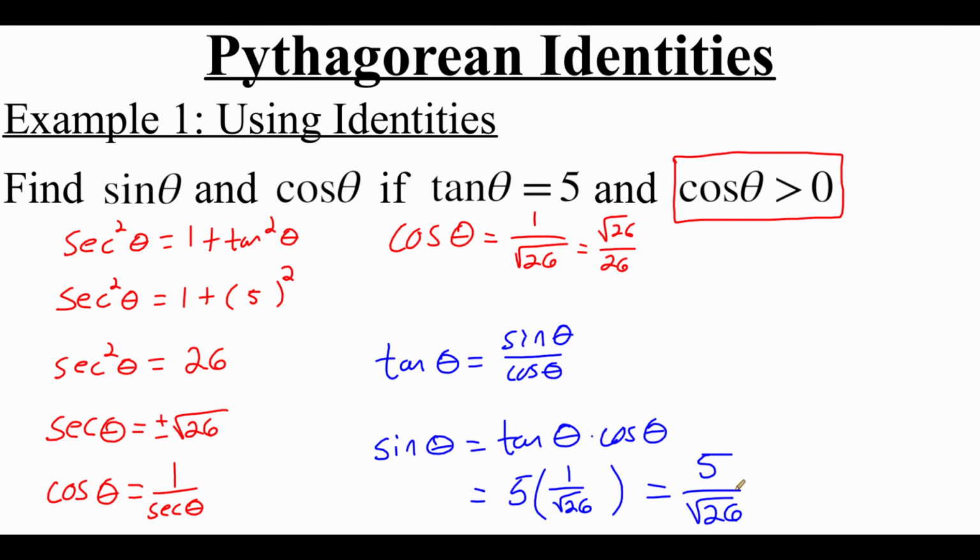And again, I could rationalize this if I wanted to. I could multiply that square root of 26 up to the top. So I would get 5 root 26 over 26. That's going to be it for this video.